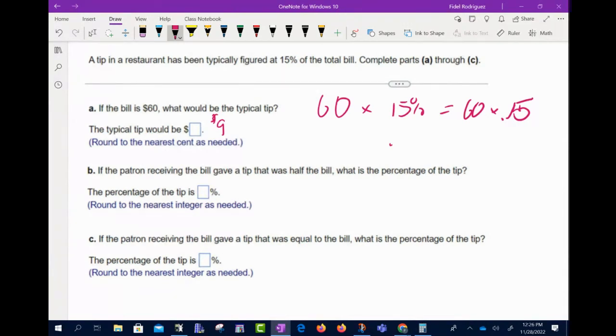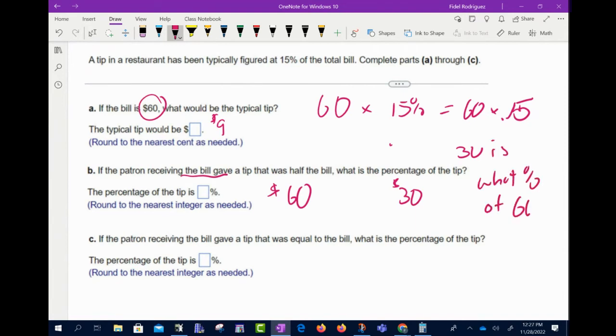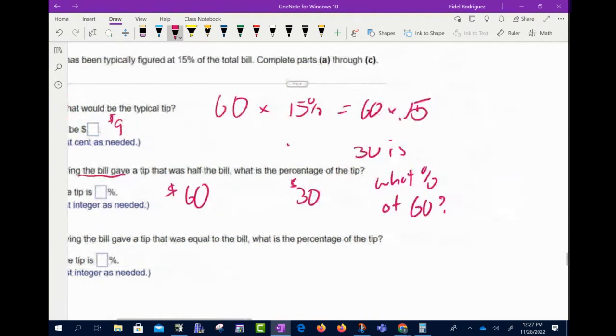If the patron receiving the bill gave a tip that was half of the bill, what is the percentage of the tip? Okay, so it says if a patron receiving the bill gave a tip that was half. So look, y'all, if the bill was $60, that means that they would have tipped $30, okay? What would the percentage of that be? Okay, so we're going to say 30 is what percent of 60? That's what it's asking me to do.